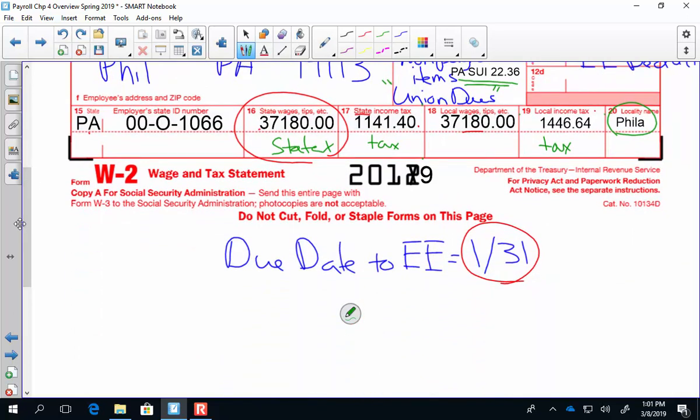Just made a note here also that for reporting purposes, this W-2 has to be in the hands of, mailed out to, or electronically submitted to each employee by January 31st. So that's the due date.